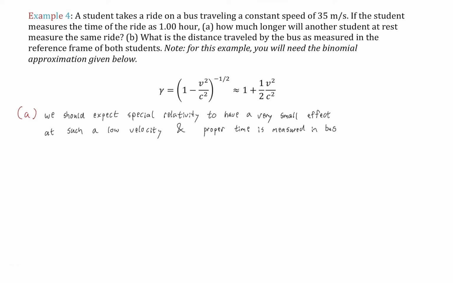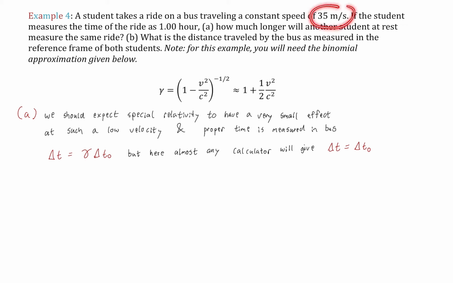We should expect special relativity to have a very small effect on something with this low velocity. So let's see what's going on. Proper time is measured on the bus, because the student measured the time, 1 hour. So we'll use our relationship between elapsed time and proper time with our Lorentz factor gamma. But here, almost any calculator is going to give you the following result: it's just going to tell you these two values are equal.